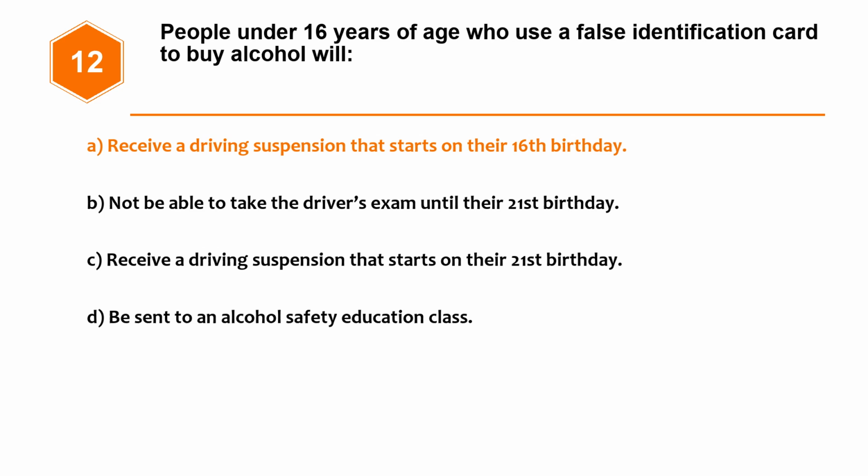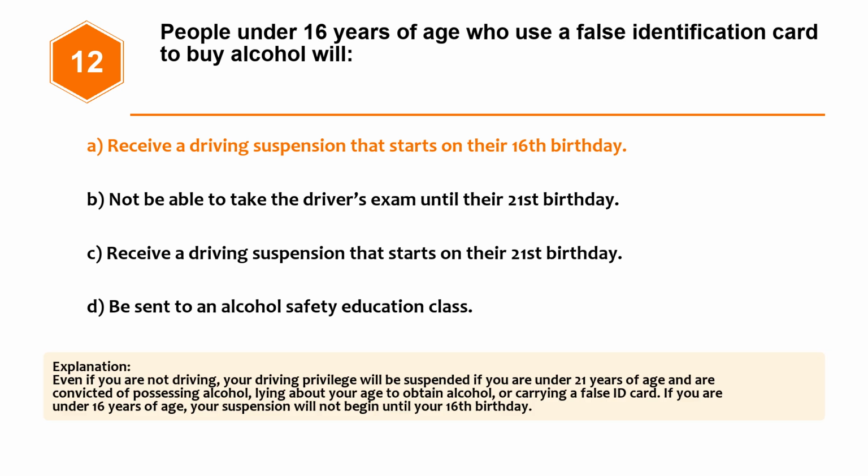The correct answer is option A. Receive a driving suspension that starts on their 16th birthday. Explanation. Even if you are not driving, your driving privilege will be suspended if you are under 21 years of age and are convicted of possessing alcohol, lying about your age to obtain alcohol, or carrying a false ID card. If you are under 16 years of age, your suspension will not begin until your 16th birthday.